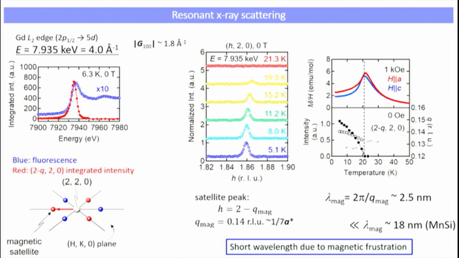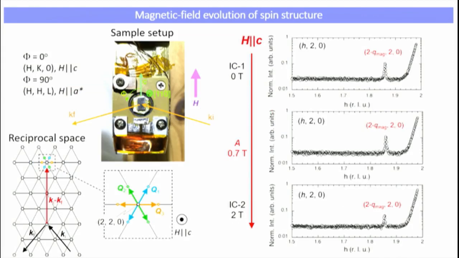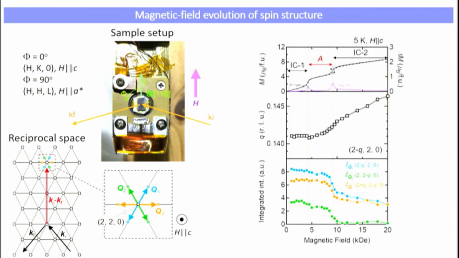And the observed magnetic modulation is around 2.5 nanometers, 7 times shorter than the manganese silicide. So it's also consistent with a giant emergent magnetic field in this system. We also performed the measurement under the magnetic field and confirmed the presence of the in-plane modulation in the A-phase region. This is the field dependence of the Q vectors, consistent with the presence of the modulated spin structure in the A-phase.